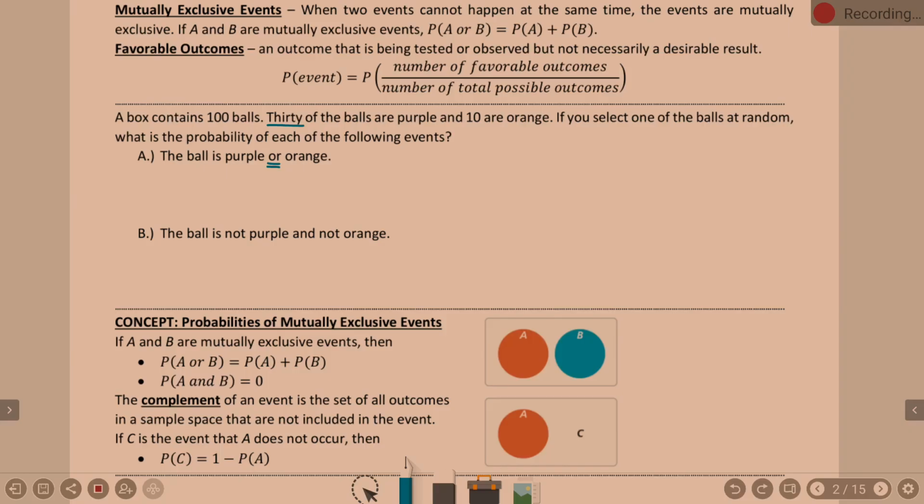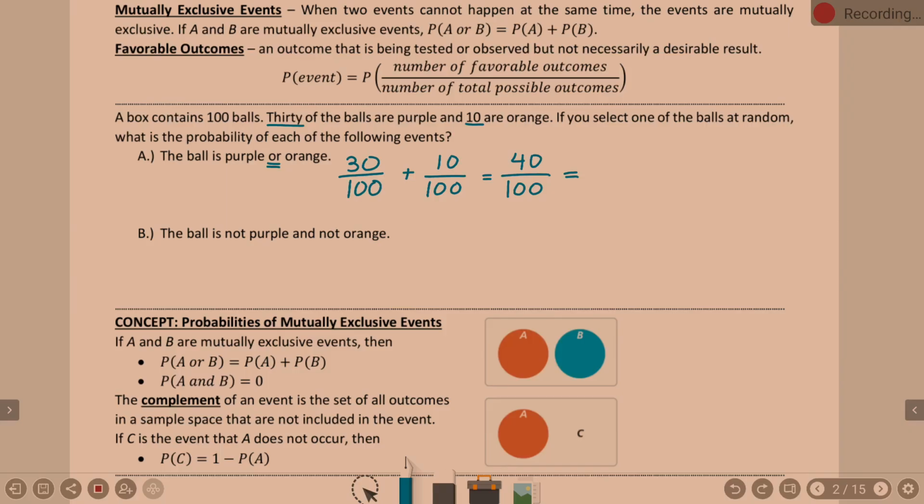30 out of 100. Okay. Plus, what's the probability of an orange ball? 10 out of 100. And we know that 30 out of 100 plus 10 out of 100 is 40 out of 100. Now, you wouldn't leave me an answer of 40 over 100. What would be the first way you would express this?